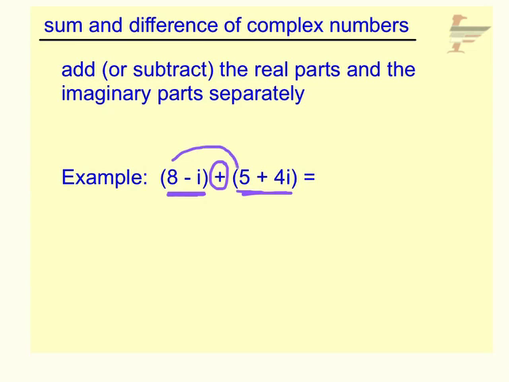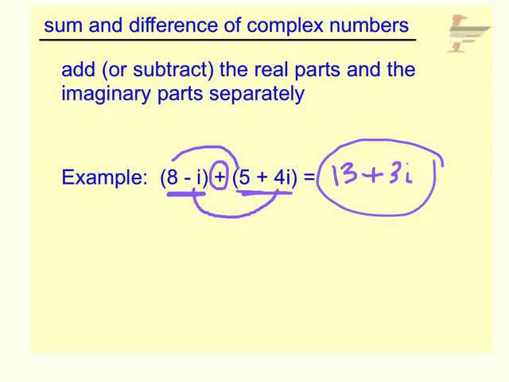So this 8 and 5 seem like they would go together, and they do. That's going to give us 13. And then a negative i plus a 4i is a 3i, so plus 3i. And that's our answer as a complex number.